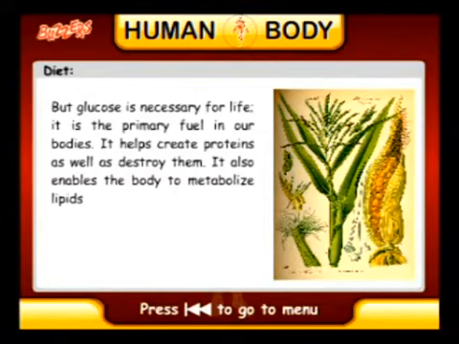It is the primary fuel in our bodies. It helps create proteins as well as destroy them. It also enables the body to metabolize lipids.